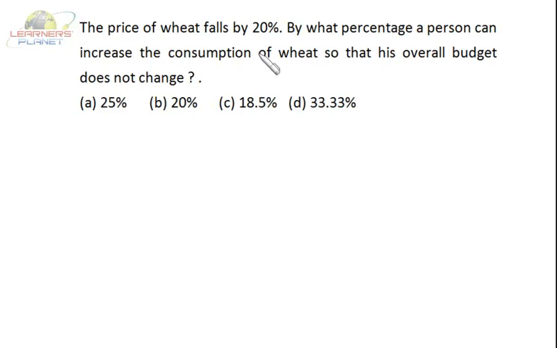So the consumption can be 5 by 4, which is 1 by 4 extra from 1. Or we can say it is 125%. So how much can the consumption be increased? It is 25%. So precisely 25% consumption can be increased if we wish to maintain the budget. I hope you are getting my point. Otherwise you can use the formula, that is 20 into 100 over 120, by which you will also get the answer. I'm sorry, 20 into 100 by 80, since the price is going down.